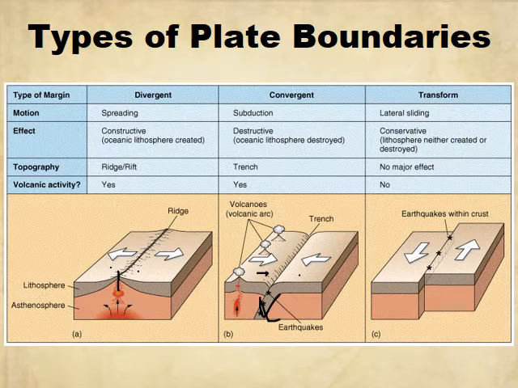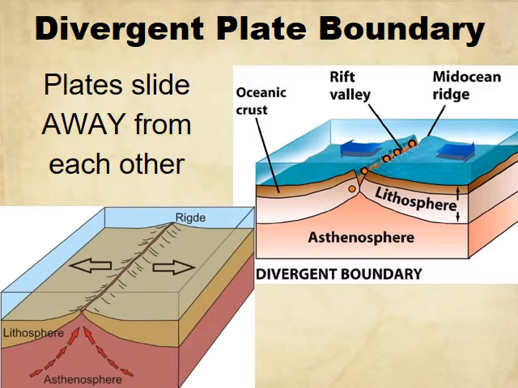And then your transform, think of Transformers. As Transformers go from cars to robots, their parts slide past each other. Okay. Here, there's no lithosphere that's created nor destroyed. It slides past each other. Topography, there's no major effect. There's no volcanic activity usually here, but there are massive earthquakes, and the most violent type of earthquakes.